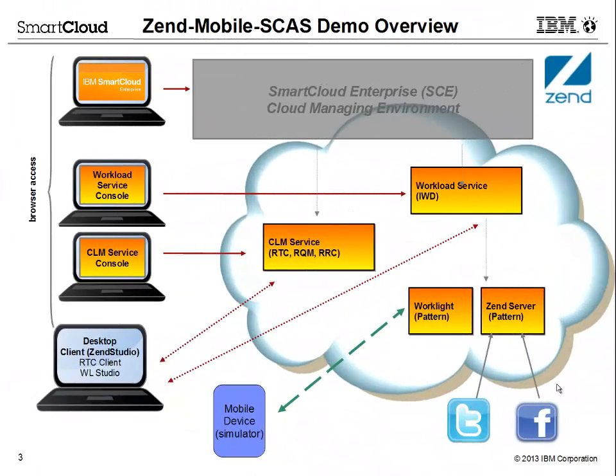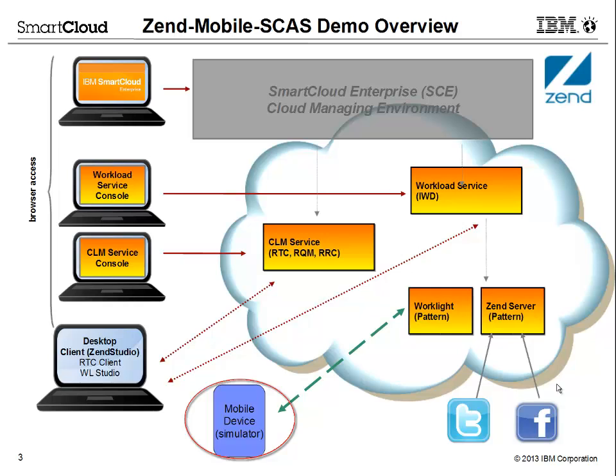We have the environment overview, which we'll use to build this mobile application. First, we have the IBM SmartCloud Enterprise on which the infrastructure will run. The Workload Service Console, which is part of the SCAS environment, will help us to deploy pattern types and manage them. We will deploy the Worklight pattern and the Zend pattern type. The Zend pattern type will retrieve information from Twitter and Facebook.